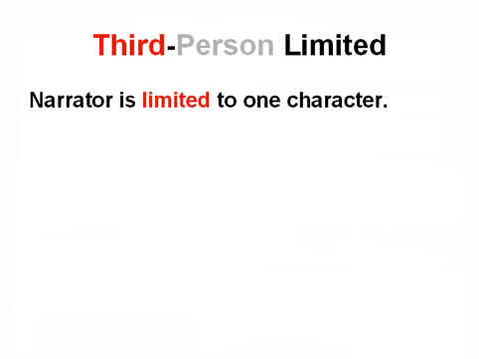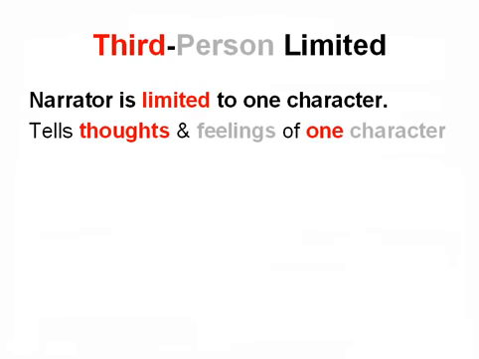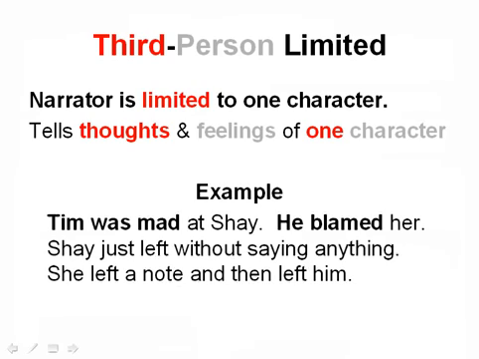Third person limited. In third person limited narration, the narrator is limited to the thoughts and feelings of one character. So the narrator will tell us how one character thinks and feels. For example, Tim was mad at Shay. He blamed her. Shay just left without saying anything. She left a note and then left him. In this example, we see that the narrator reveals the thoughts and feelings of one character. Only Tim's thoughts and feelings are revealed. Since the narration is limited exclusively to one character, in this case Tim, this passage is narrated from third-person limited perspective.